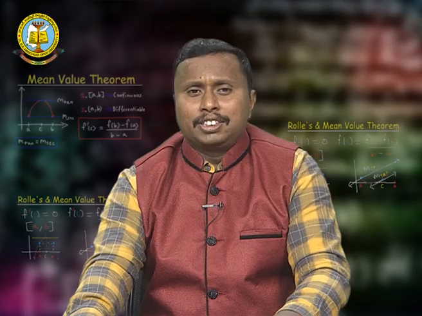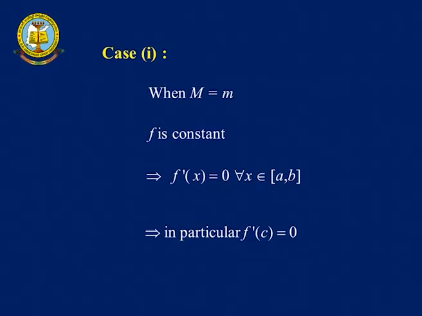Let us see the first case. When capital M equals small m, that means infimum equals supremum. This is possible only when f is a constant function, since for a constant function the infimum and supremum are equal. So f is a constant function, and the derivative of a constant function is 0. That means f'(x) equals 0 for all x in (a, b). So in particular, f'(c) equals 0 when capital M equals small m.